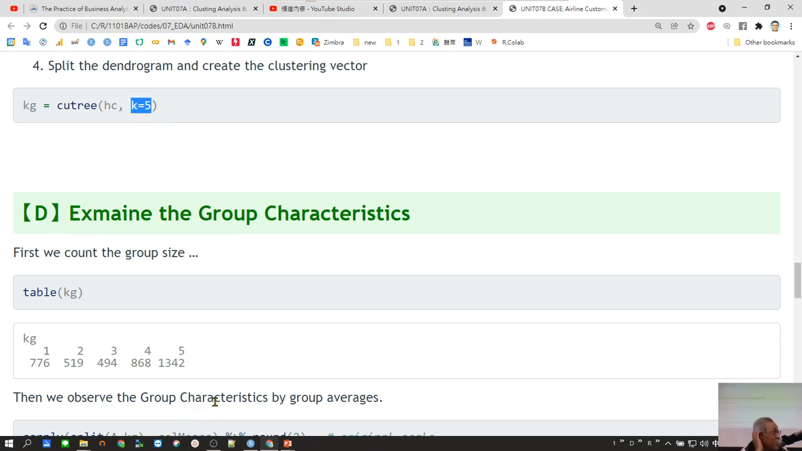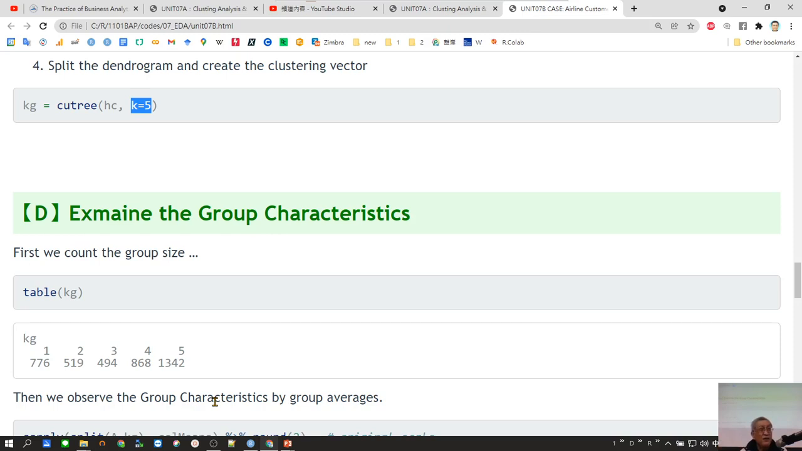Sorry? Telegram? kg? kg is the name of the vector, right? I'm asking what is the length of the vector? You mean length? Length, right?